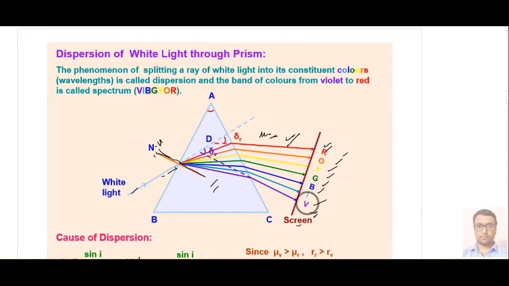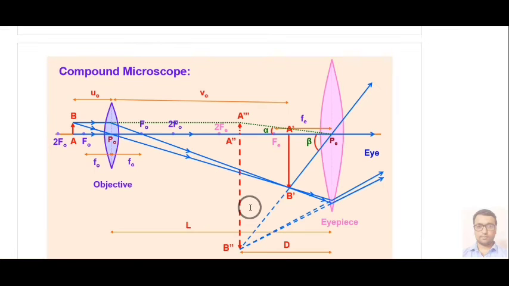So on screen you get this pattern, that is called VIBGYOR. Next device we have is called the compound microscope. In this we have basically one convex lens, called the objective lens, that is kept near to the object, and we have one lens called the eye lens, that is kept near to the eye. With the help of this we can magnify our given object AB.